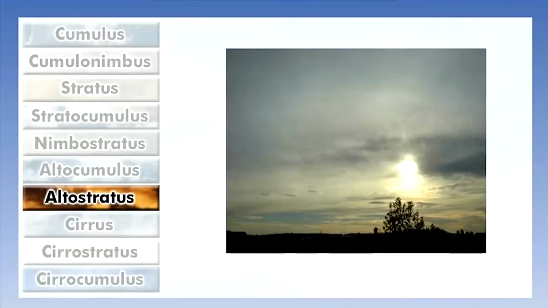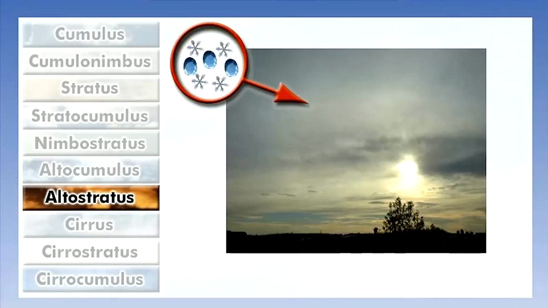Altostratus is a medium-level layered cloud comprised of ice crystals and water droplets. It can vary in thickness, but frequently gives a ground glass effect to the sun or moon, and heralds the onset of rain or snow.